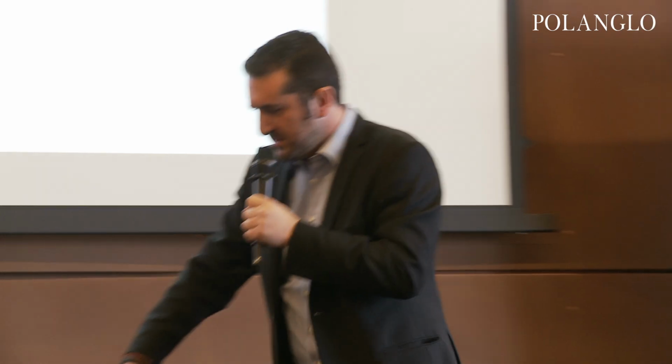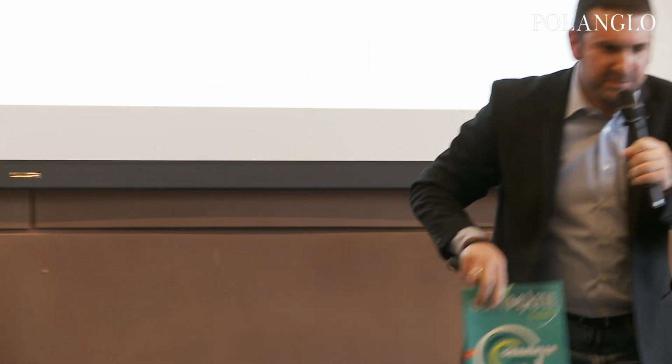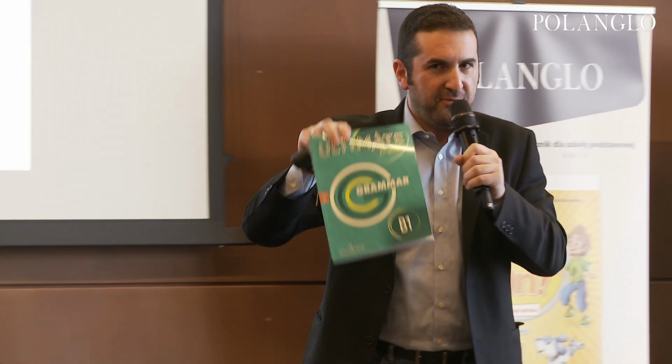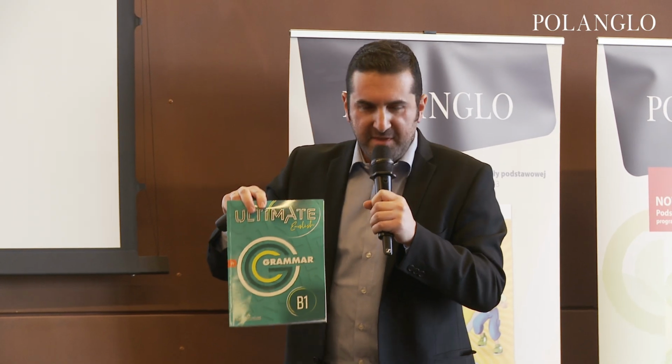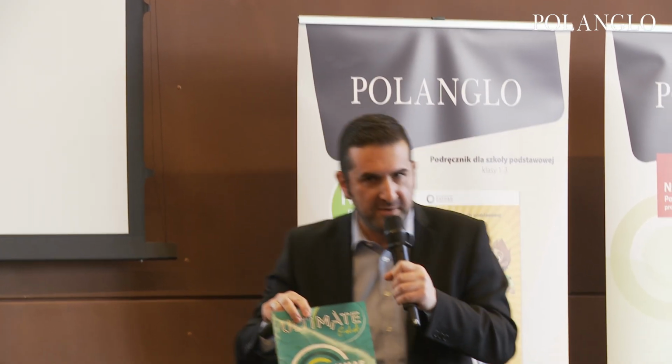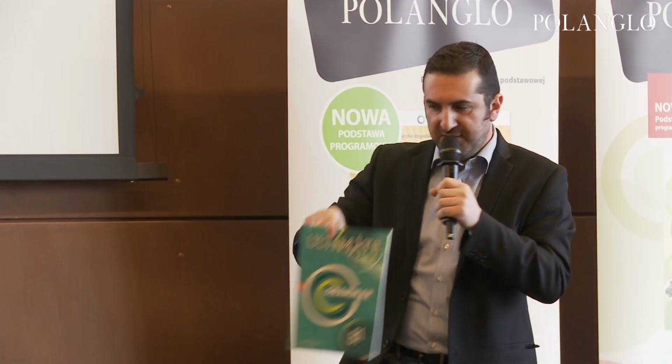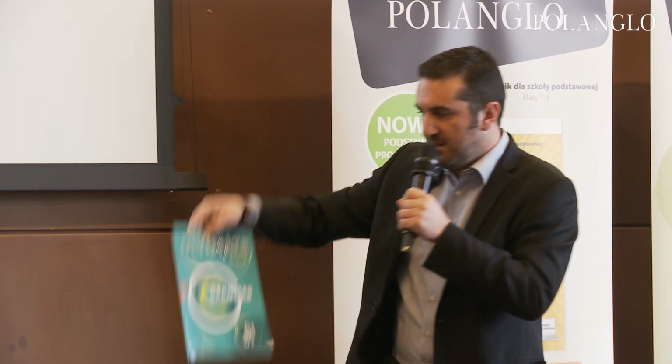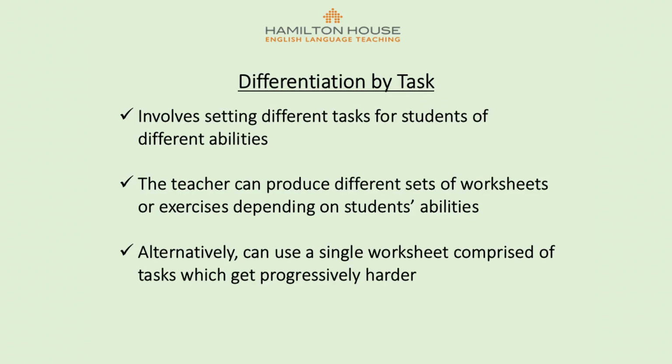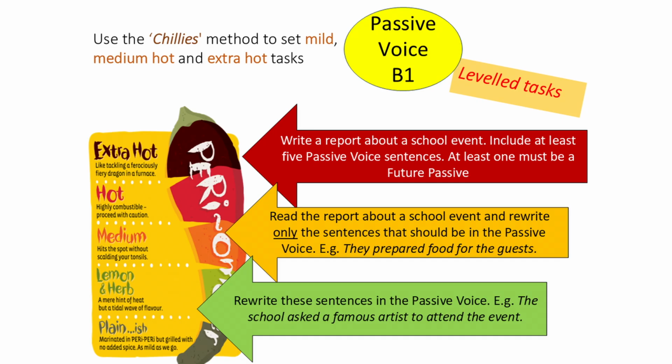There's no need to do that because Hamilton House books follow the approach and the philosophy of differentiation, and there are different tasks here for students with different abilities, and I'm going to show you an example later. Alternatively, we can use a single worksheet comprised of tasks which get progressively harder, and I really like that one. Let's look at an example.